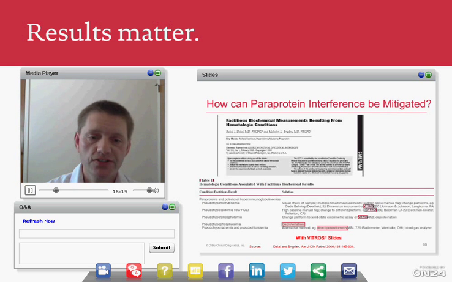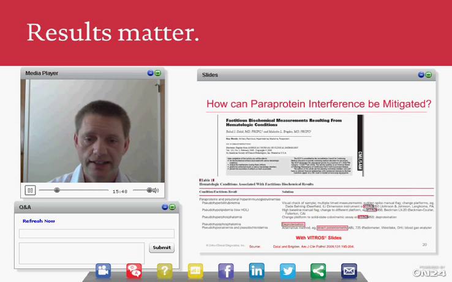So this is actually a great article, Fictitious Biochemical Measurements Resulting from Hematological Conditions. It details a large number of published incidences of false results in blood assays, and actually the majority of these false results that are listed are due to paraprotein interference.